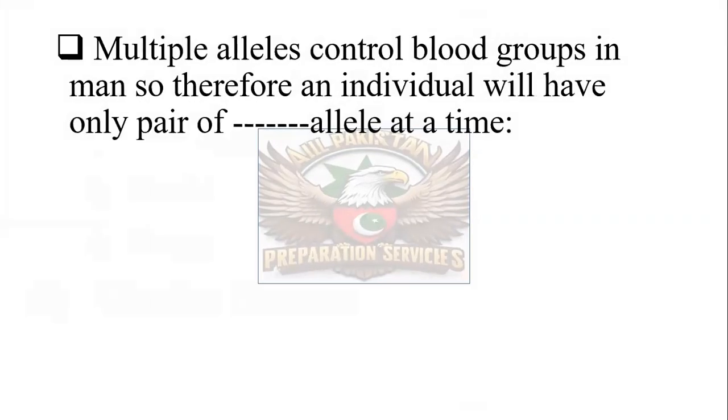Multiple alleles control blood groups in a man, so therefore an individual will have only a pair of dash alleles at a time. 2 alleles, 4 alleles, 3 alleles or 1 allele, and it's just 1 allele.